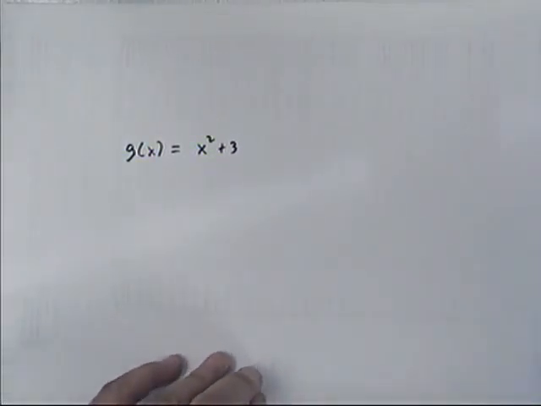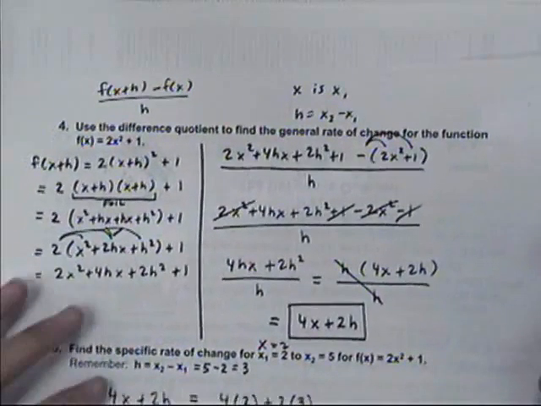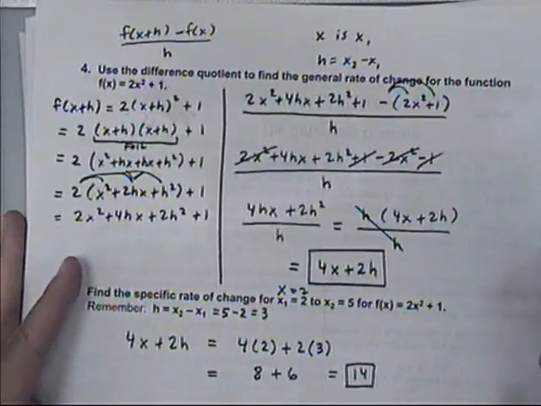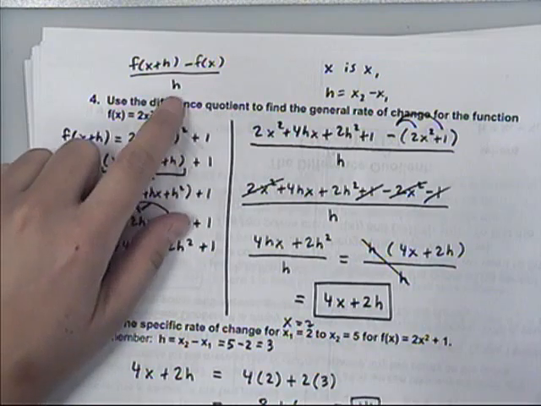So the difference quotient is just a lot of mathematical calculations. There's actually more letters than numbers, and here's how you do it. This is the formula for the difference quotient right here: f of x plus h minus f of x, over h.